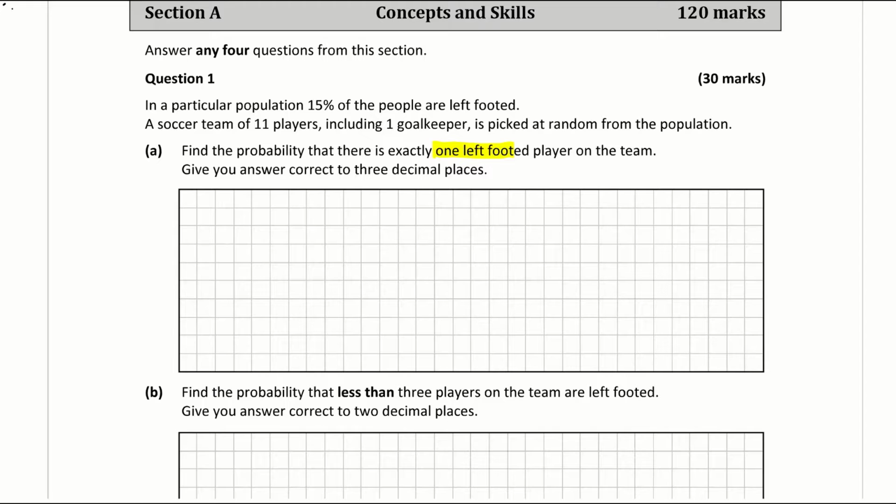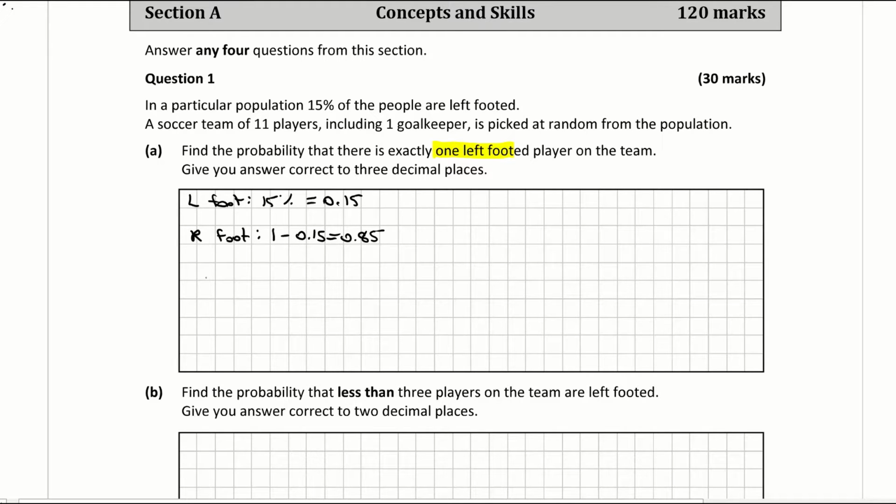So let's just write down what we know here. Left-footed has a probability of 15%, which is the same as 0.15 as a decimal. If I divide 15 by 100, I get 0.15. And that means the probability of being right-footed is 1 minus 0.15, which is 0.85. So that's the probability of being left-footed and right-footed.